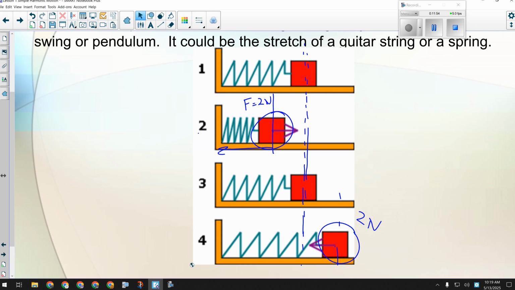So there's energy that is converted here. There are forces that are being exerted. So there is stuff from other units in this unit as well. Those concepts of force and work and energy are still going to be part of this.